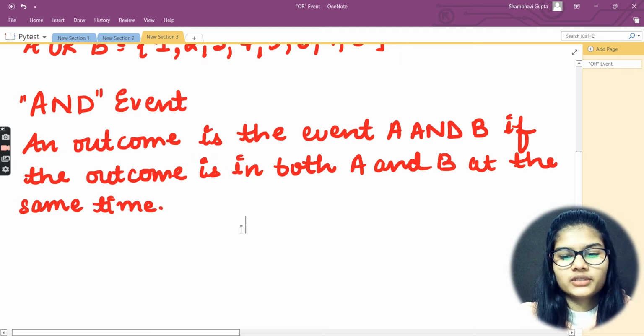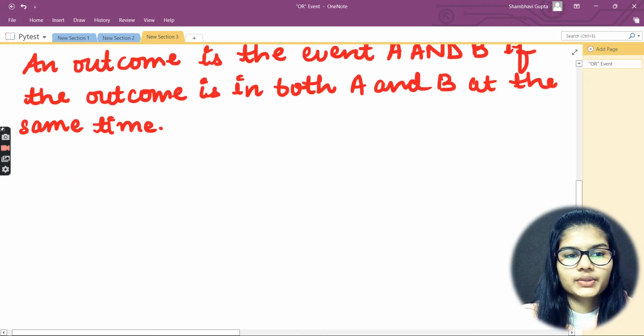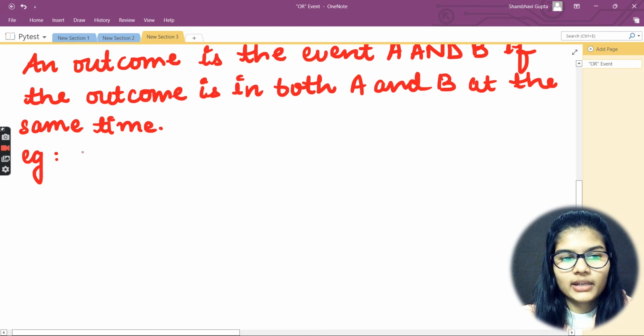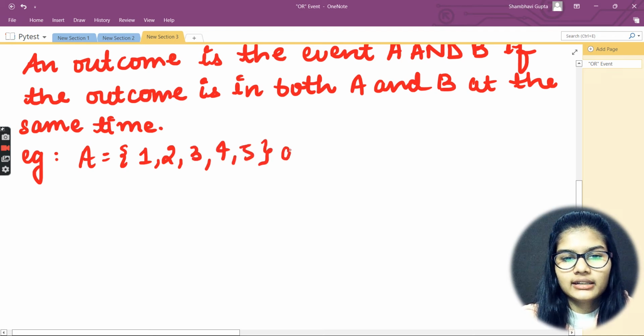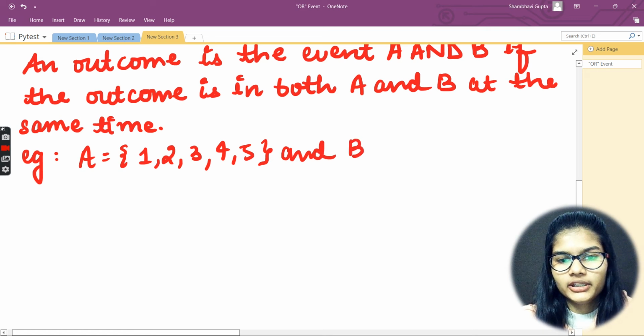Let me get some space here. The example for A and B could be: let's say A is 1, 2, 3, 4 and 5, and what about my B? Let's say my B event is 4, 5, 6, 7, 8.